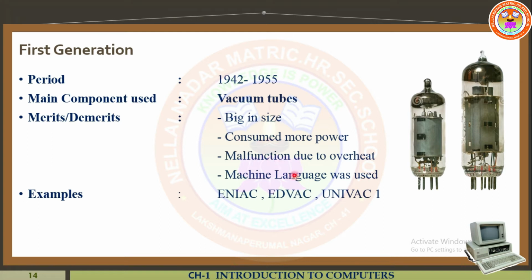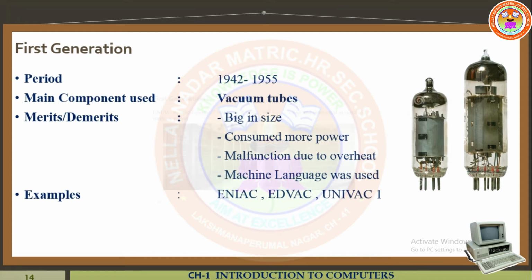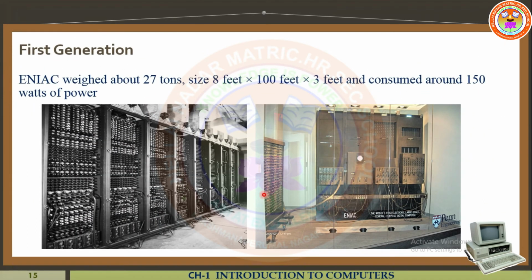In this generation, which language was used? That is known as machine language. So in the first generation, machine language was used for performing the calculations or processes. Here are some examples of the first generation of computers: number 1 ENIAC, number 2 EDVAC, number 3 UNIVAC 1. So these are the examples of first generation computers. So this is the first generation of computers.